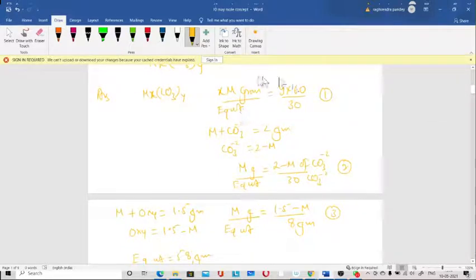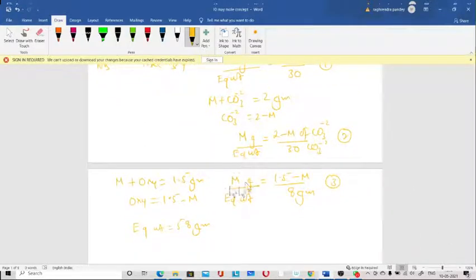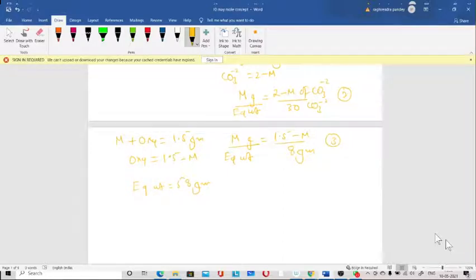I told you for carbonate, it is like this. Whatever is attached to 30 gram is the equivalent weight. So metal plus carbonate is 2 grams. So metal is m attached to 2 minus m gram of carbonate. Whatever is attached to 30 is the equivalent weight. Again, the same thing we can do for oxide. M gram of metal is attached to 1.5 minus m gram of oxygen. Whatever is attached to 8 gram of oxygen is the equivalent weight. So you can solve 2 and 3 and the equivalent weight will be 58. Okay, this is the answer.